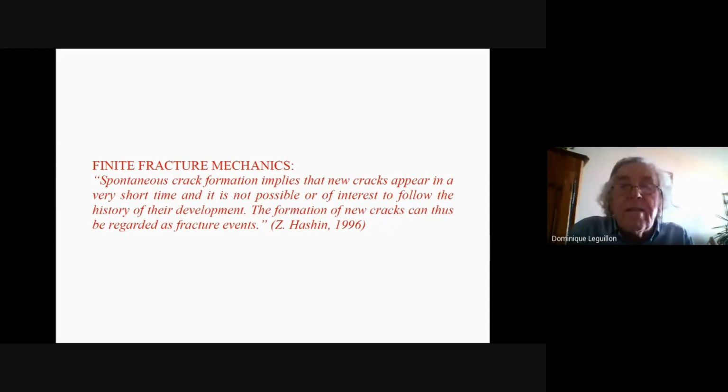It means that we have a first state, an uncracked state, and then we have a final state with some cracks inside, and we would like to skip from the first state to the last one without details of the history of the development of the crack. And I'll show you that this can be done in some cases. First of all, a little history.